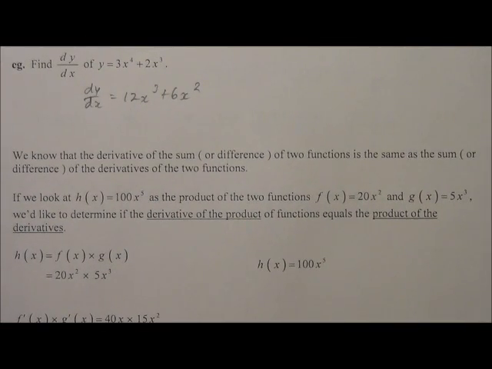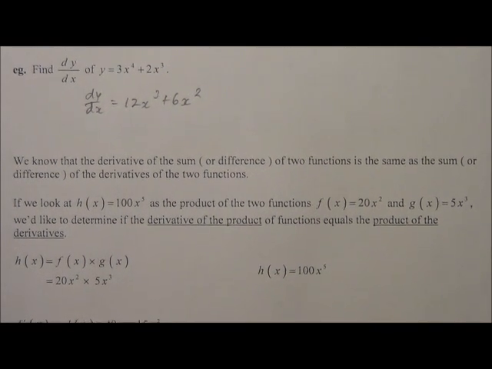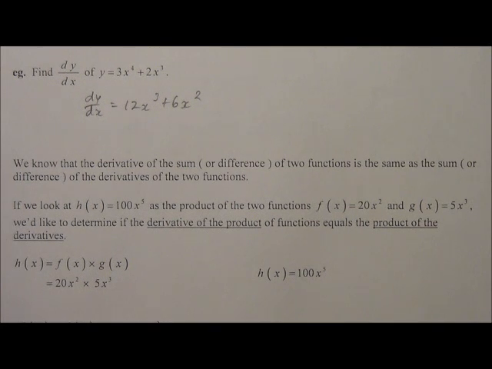Okay, so in the last section we realized that the derivative of the sum or difference of two functions was the same as the sum or difference of the derivatives of the two functions. So now we're going to take a look at something a little bit different here. Let's look at the function h of x, which is 100x to the power 5, as a product of two functions f of x and g of x, where f of x is 2x squared and g of x is 5x cubed. We want to take the derivative of the product of the functions, or determine if the product of the functions is equal to the product of the derivatives.